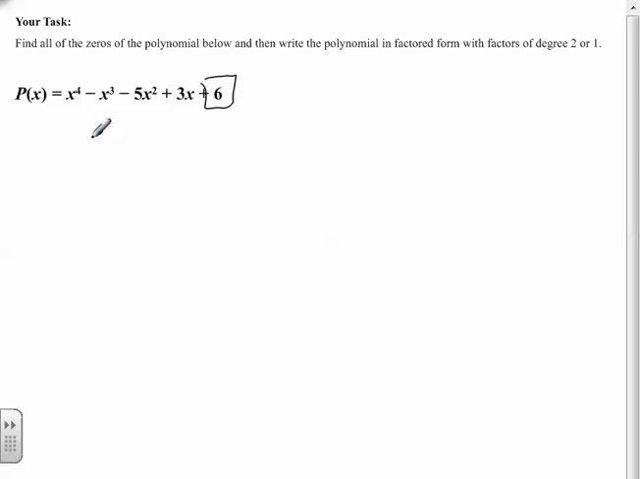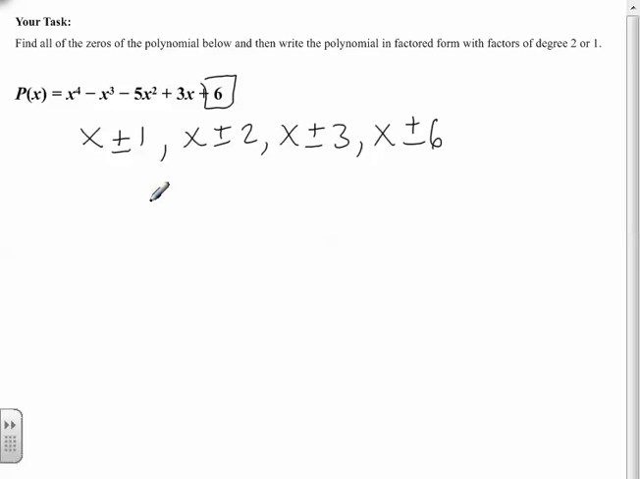So a factor could be x plus 1, because 1 divides evenly into 6. It could also be x minus 1. It could also be x plus or minus 2. It could be x plus or minus 3. It could be x plus or minus 6. And that's pretty much it. So could x plus or minus 5 possibly be a factor of this? Well, no. 5 does not go evenly into 6.